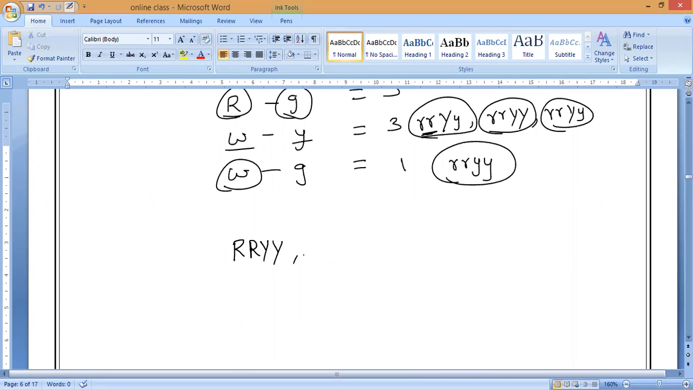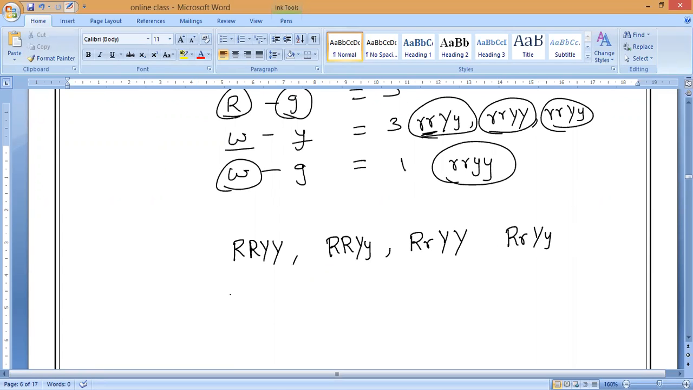First possibility. What is the second possibility? Capital R, capital Y, small y. Second possibility. Third possibility: capital R, small r, capital Y. Next, fourth possibility: capital R, small r, capital Y, small y. Four over. Correct, guys? Yes?